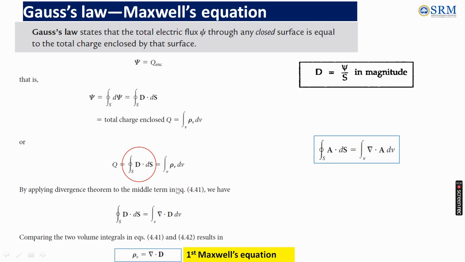Comparing the above two equations, we get two volume integrals. The surface integral is the same, and comparing the volume integrals, we get del dot D is equal to rho v. This is my first Maxwell equation.